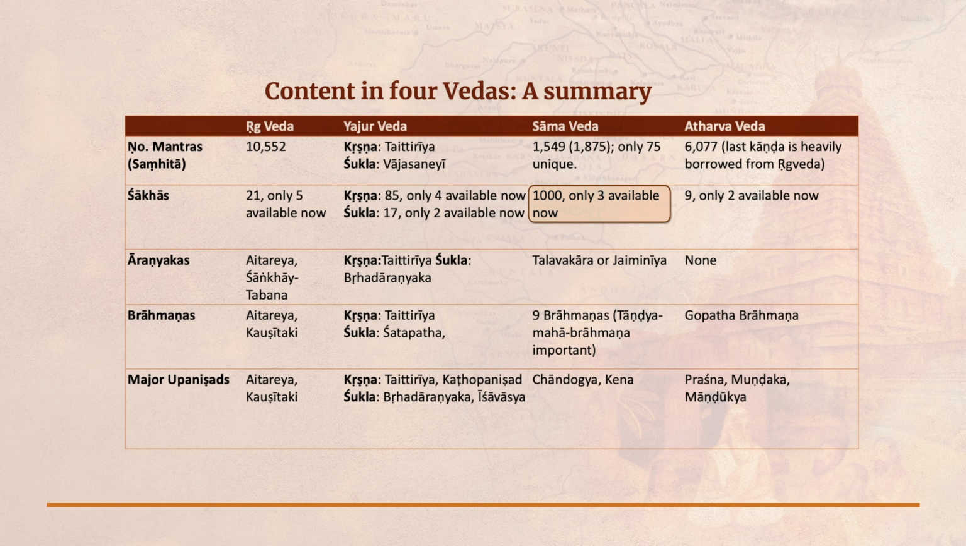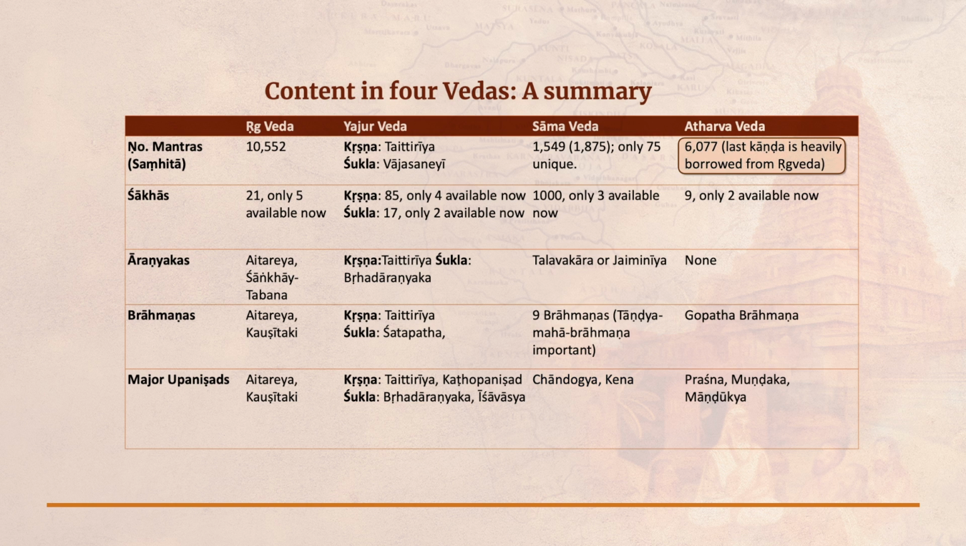If you take Samaveda, as I told you, we don't know the mantras exactly, but some people say 1549, some say 1875 and so on. Out of 1000 shakas, only 3 are available. The Talavakara or Jaimini Aranyaka is the one associated with Samaveda. There are 9 Brahmanas, I already talked about it. Panchavimsha, Tandya Mahabrahmana, etc. The Chandogya and Kena Upanishads belong to Samaveda.